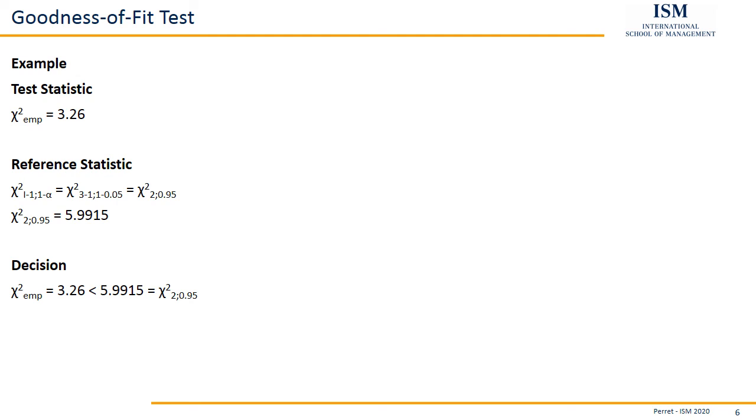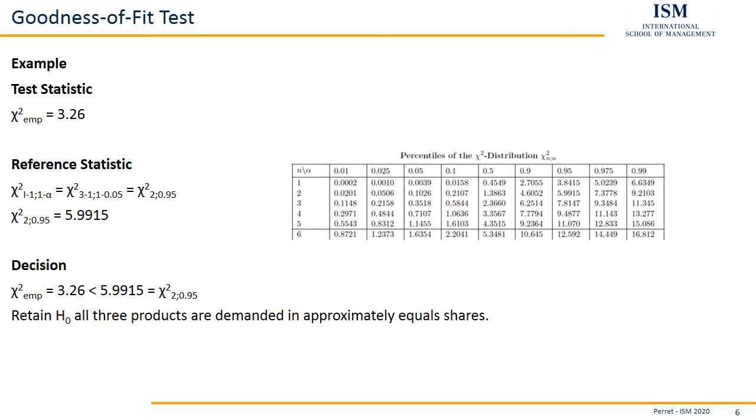Then we just compare these 2 values, the test statistic and the reference statistic. So our decision is basically here, our test statistic is smaller than the reference statistic, leading us to retain our H0. So retain the hypothesis that all 3 products are demanded in approximately equal shares. And well, that's more or less what the CEO suspected from the beginning. So his hypothesis is actually to be retained.